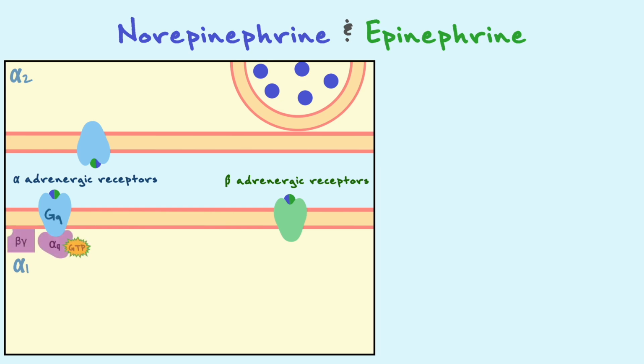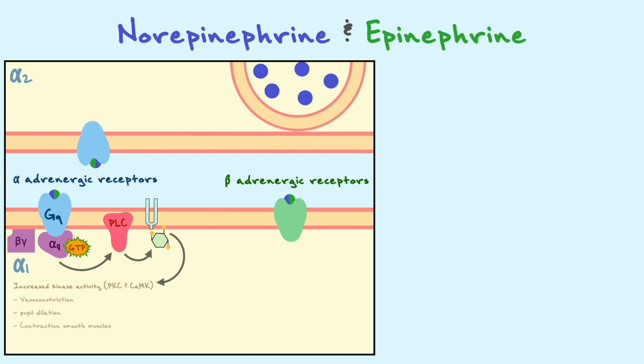Nevertheless, starting with the alpha receptors, there are two subtypes, alpha-1 and alpha-2. Alpha-1 is a Gq-coupled receptor and its activation activates phospholipase C, which cleaves PIP2 into IP3 and DAG to create second messengers that will activate downstream kinases such as PKC and CaMK. The downstream effects of this pathway are excitatory, and it leads to vasoconstriction, pupil dilation, and contraction of smooth muscles to name a few.